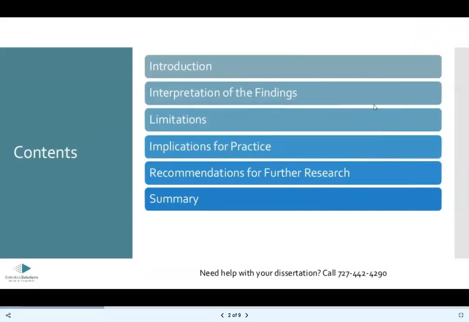All right, so just to get us started, today I'm going to be reviewing the discussion chapter. So within that, we'll be talking about the introduction, interpretation of the findings, limitations, implications for practice, recommendations for future research, and the summary.